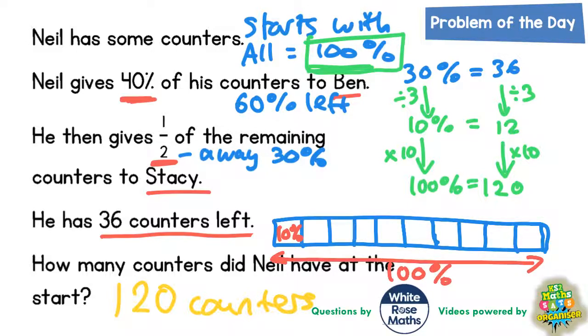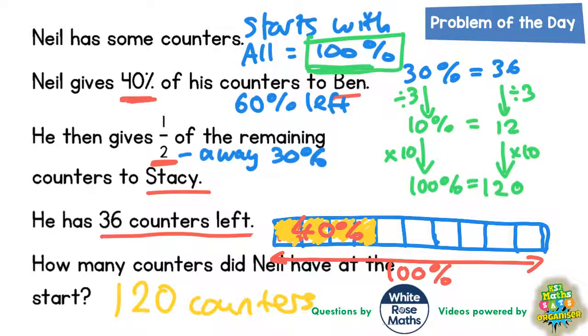Now let's try and run through that again. Neil's got some counters. He gives 40% of his counters to Ben. Because each section on the bar is worth 10%, 40% would be 4 sections. That would be his 40% gone. So he's got 60% left, but he gives half of these.